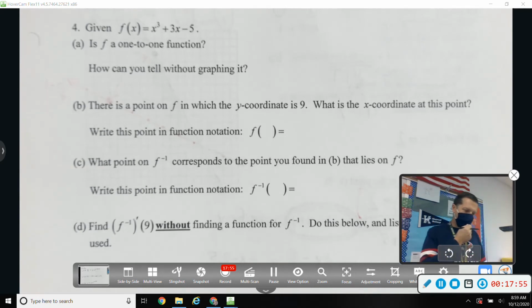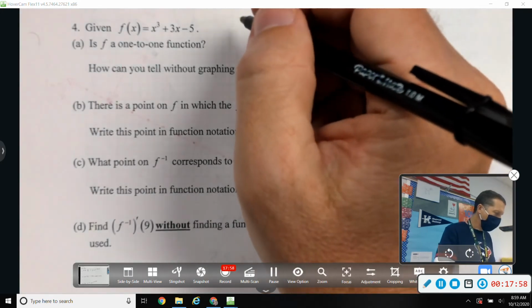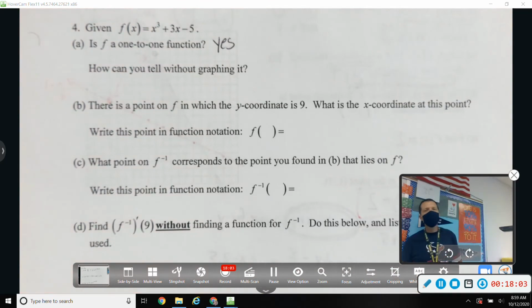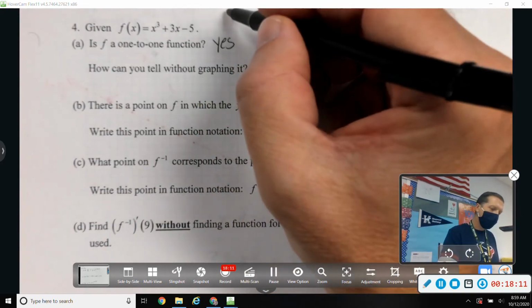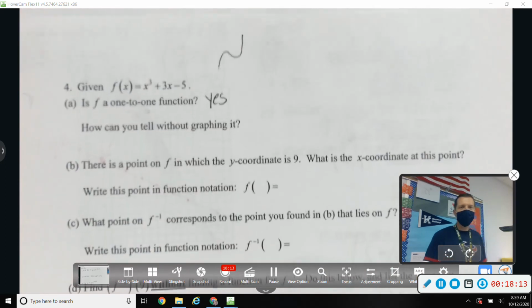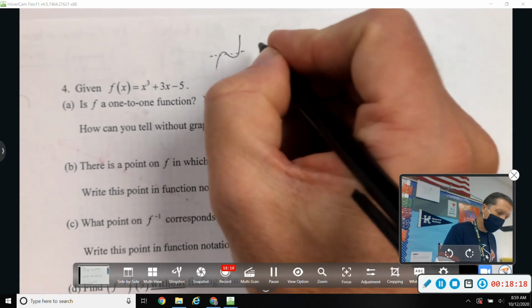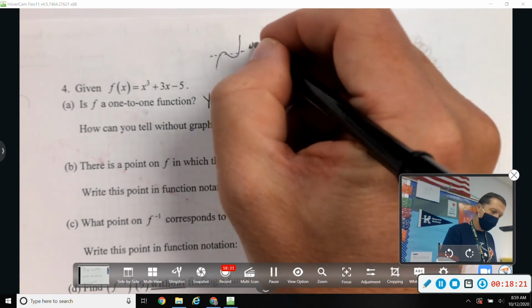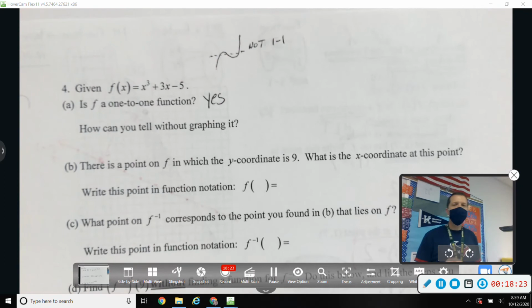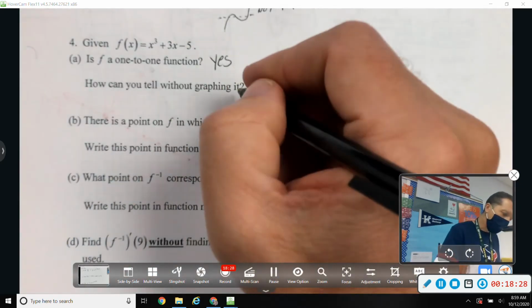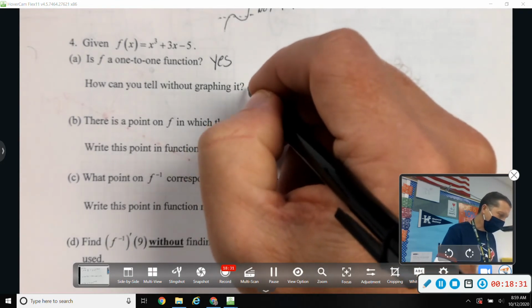Let's do another one together. Given f is x cubed plus 3x minus 5, is f a one-to-one function? Okay, you don't know why yet. I'll tell you why in a minute. It is. Although it may not be initially to look at it, because x cubed, generally speaking, looks like that. And so you're thinking it might have this dip in it, which would be not one-to-one. But let me see if I can convince you that it is one-to-one. How can you tell without graphing?